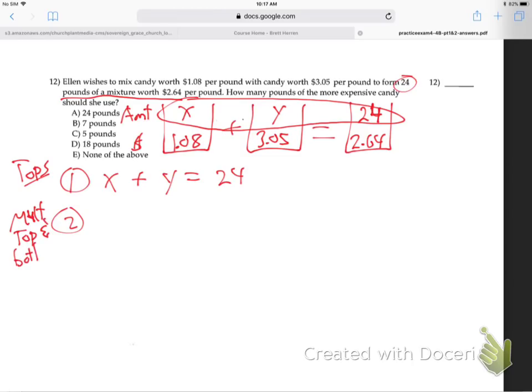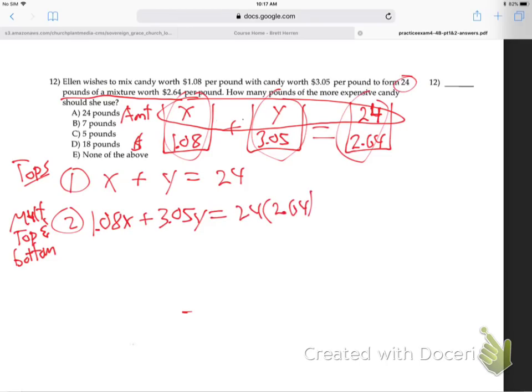top and bottom. So 1.08 times X, 3.05 times Y, 24 times 2.64. All right. Oh, so this is getting messy. Okay, so 24 times, I'm getting 63.36 here. All right, and then we got to get stuff to cancel. So I'm going to multiply the top by minus 1.08, trying to make it the opposite of the bottom. So those will cancel.